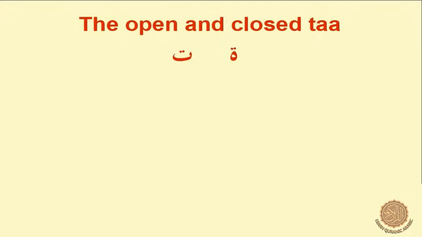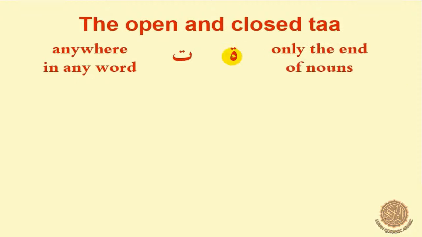So in this lesson, we're going to speak about the open and closed tat. So this is the open tat, and this is the closed tat. So it's quite obvious why they're called that, because of their shape. Now there are some differences. The first one is in which words they are found. So the open tat is used anywhere, meaning in any position of the word, and in any word. So either in the noun, or a verb, or a particle. So it's not restricted to any type of word in the Arabic language. While the ta marbota, the closed tat, only occurs at the end of a word and only in nouns.